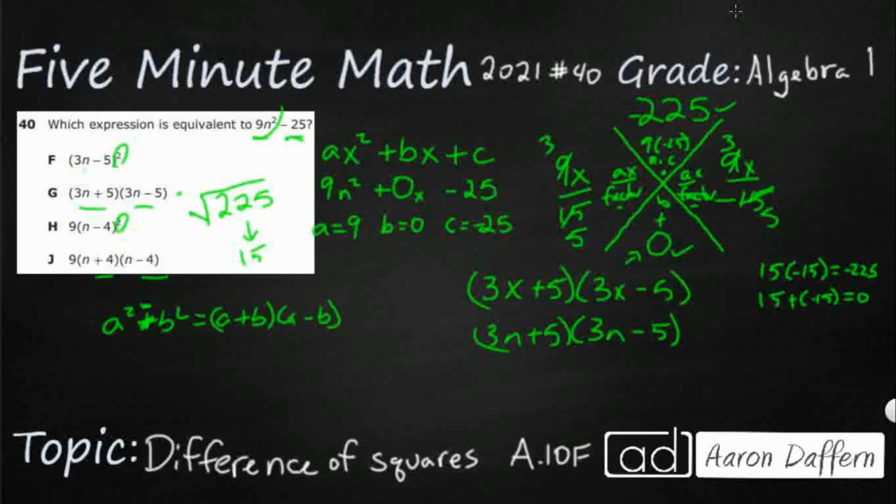So if we recognize that that is a perfect square, so 9n squared is just 3n squared, and then minus 25, that's just 5 squared, right? If we see both of these as perfect squares, then we can say, oh, well, we're going to say 3n plus 5, 3n minus 5. That's just a faster way to get there. Either way works. So my answer here is G.